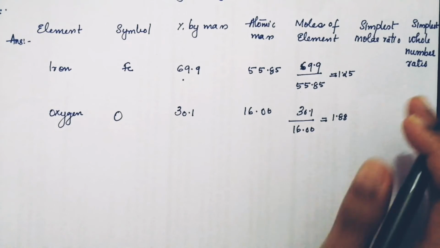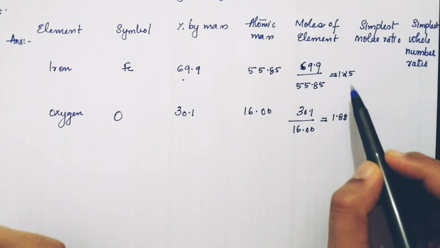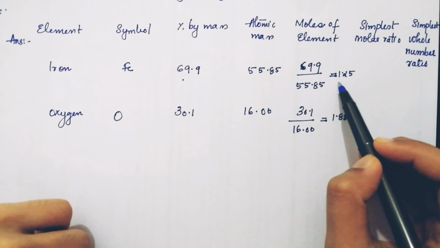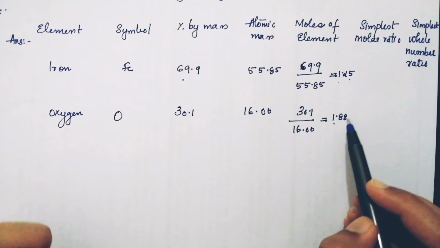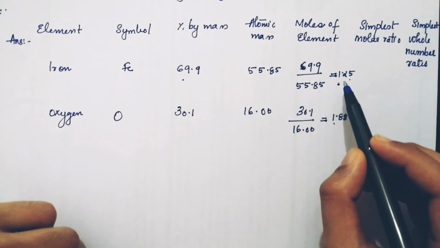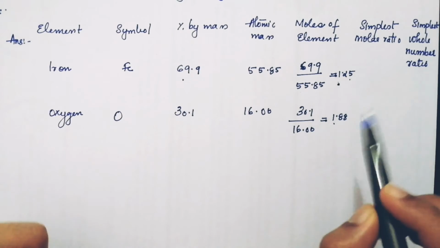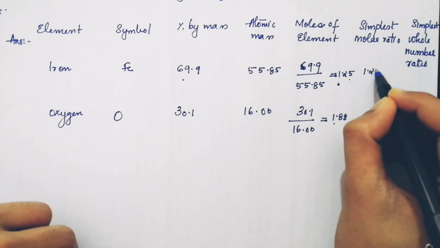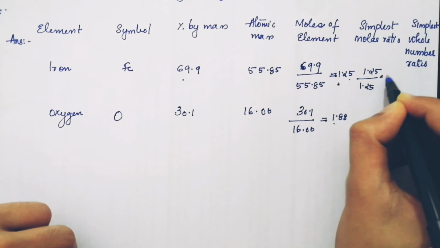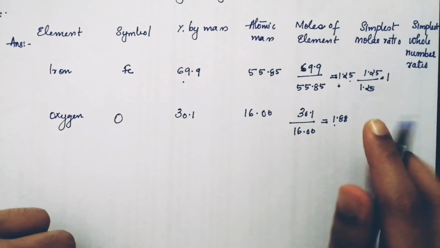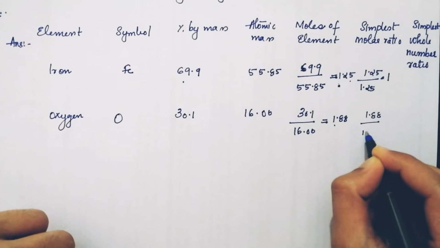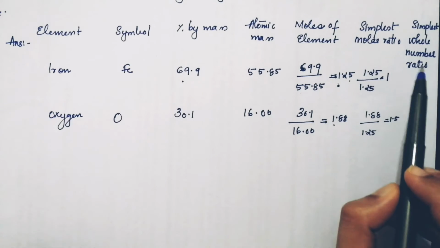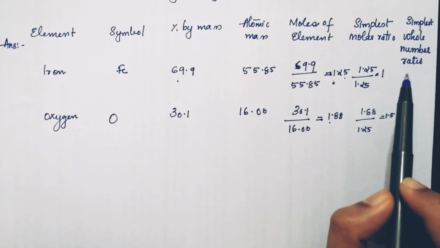To get the simplest molar ratio, we have to divide these two values by the smallest among them. So here we have 1.25 and 1.88. The smallest among these is 1.25. So we divide both 1.25 and 1.88 by 1.25. So we get 1.25 divided by 1.25, that is 1, and 1.88 divided by 1.25 is 1.5.